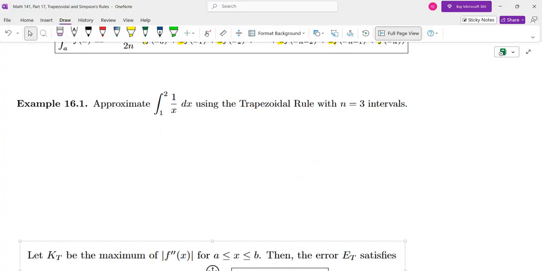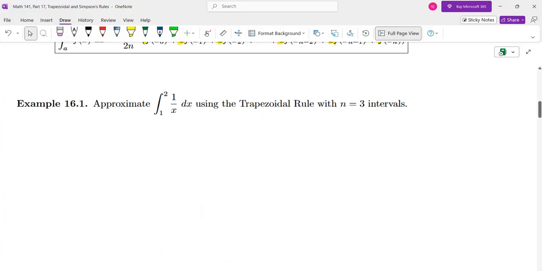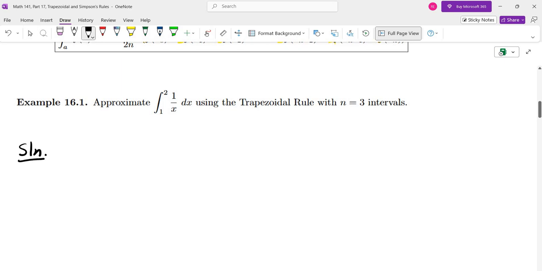So next thing we're going to do is one example on this. So what is the approximation for this area underneath the graph of 1 over x from 1 to 2 using the trapezoidal rule?